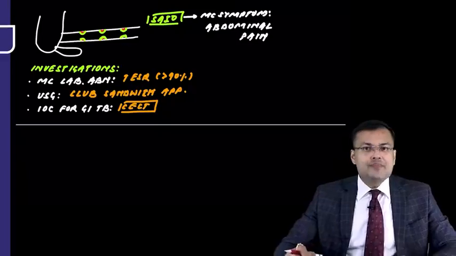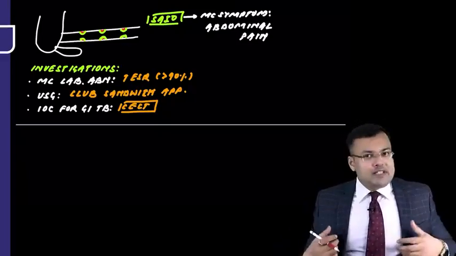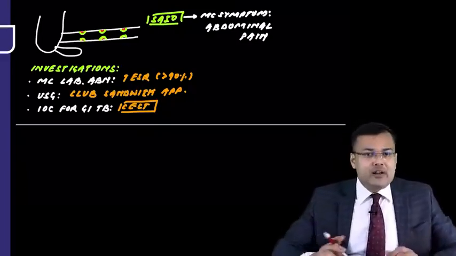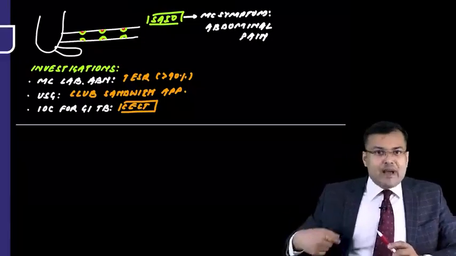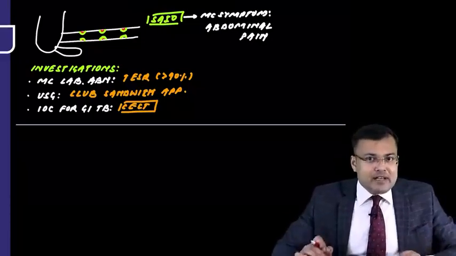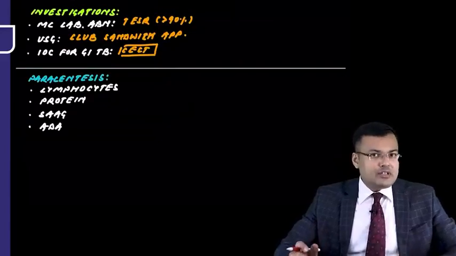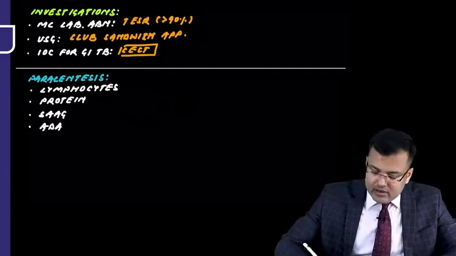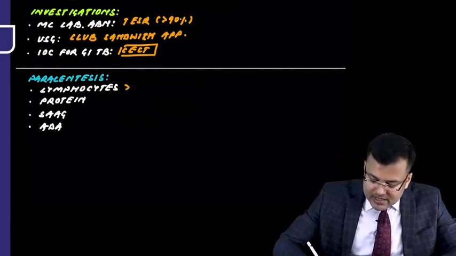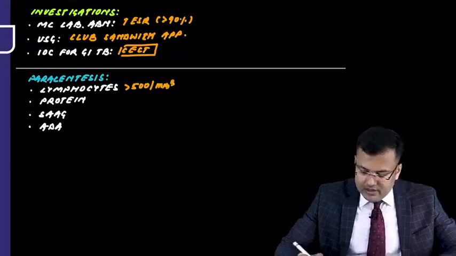Second important point, in GI tuberculosis, obviously there is ascites and that is exudate. So whenever there is ascites, you can go for paracentesis. What are the typical findings on paracentesis? You have to remember the lymphocytes. You know that in tuberculosis there is lymphocytosis. So how many lymphocytes on paracentesis? You have to remember the count, more than 500 per mm cube.